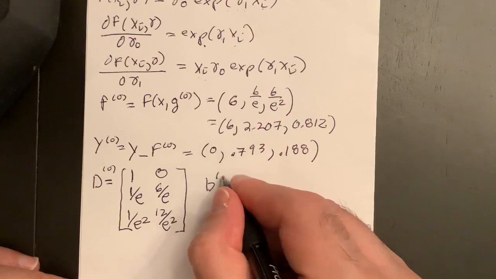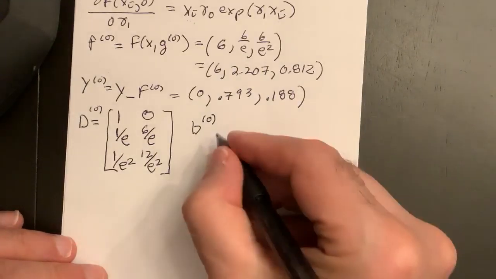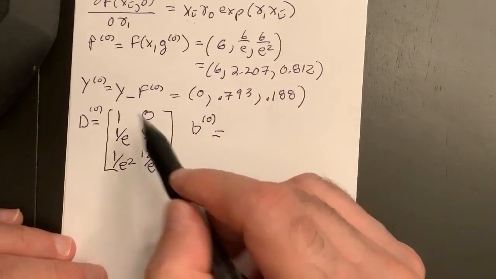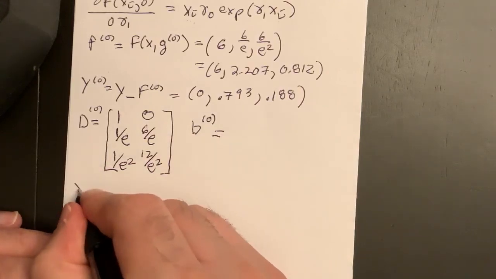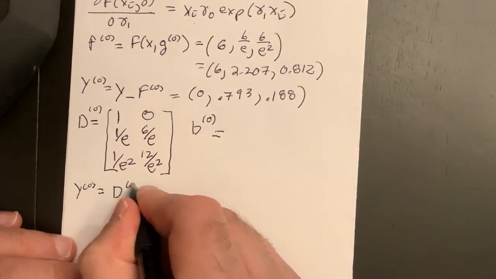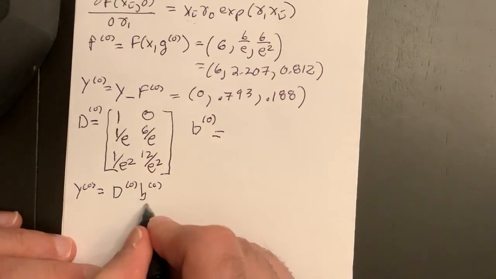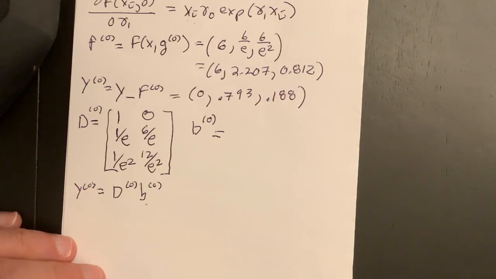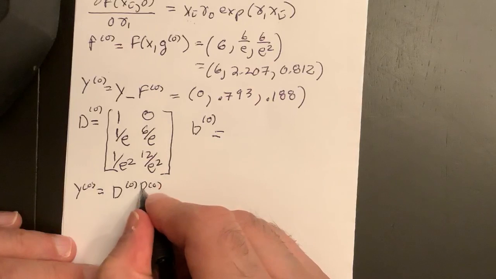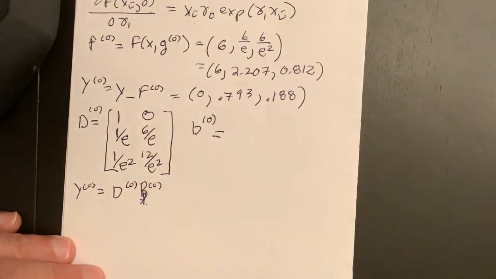I did go to R for this part anyway to do the linear algebra. So we have b0, which is the least squares estimate for y0 equals d0 b0. This is the least squares estimate here. So I should put a hat here, or let's make this beta 0. And then b0 is the least squares estimate here.